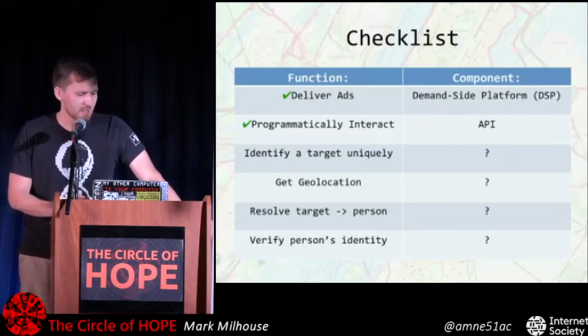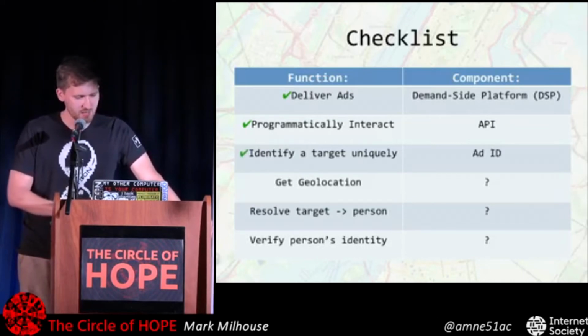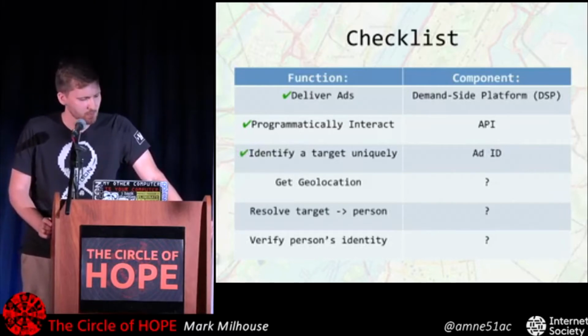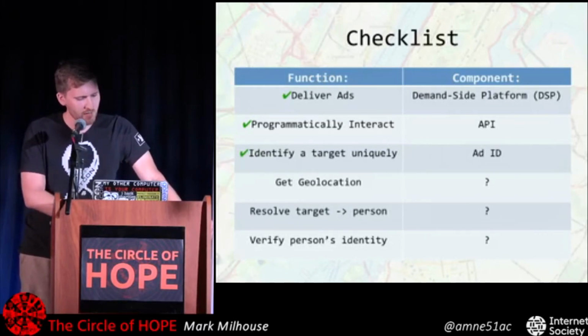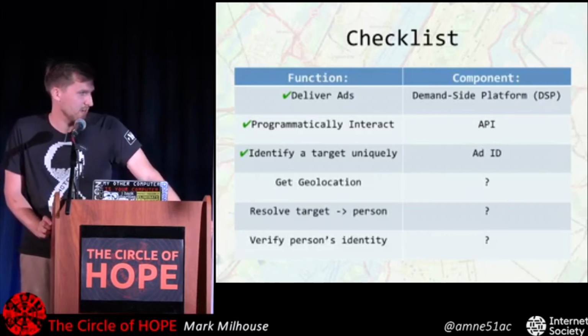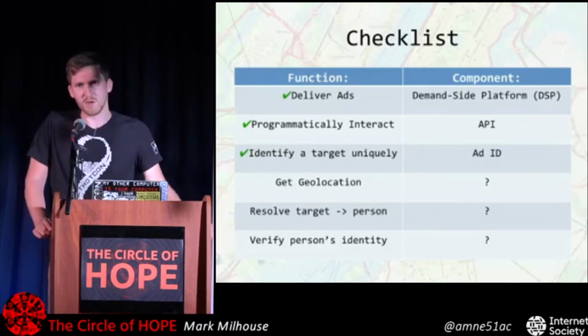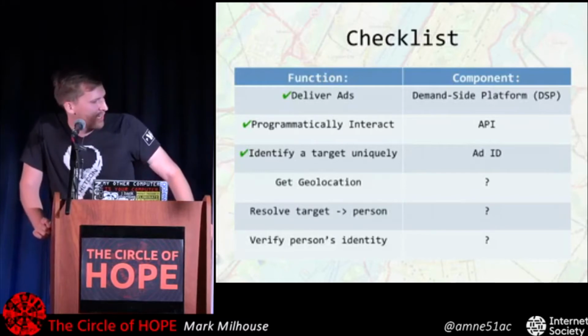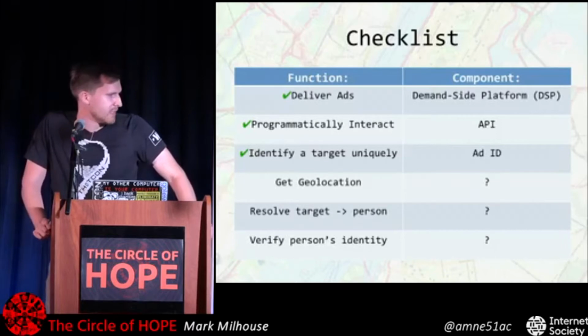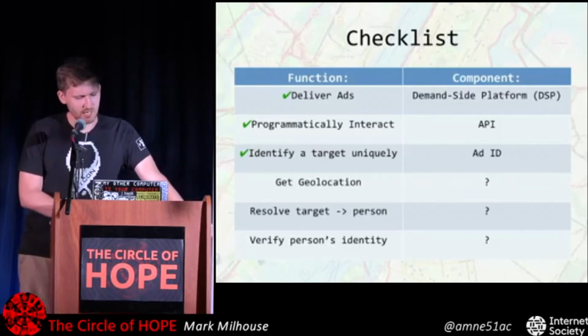You need to be able to identify a target uniquely, and this is kind of natively built into these systems, an advertising ID. But now we have a handful of new problems to solve. We need to be able to get the geolocation. I think all of you already know the answer to that question. And we need to be able to resolve a target to a person and verify a person's identity.